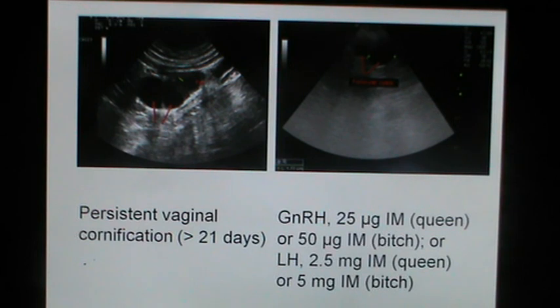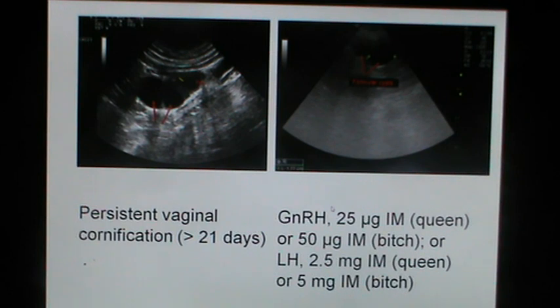Then bitches with cysts may show persistent vaginal cornification greater than 21 days. Here in this ultrasound picture, you can see the follicular cyst on the ovary, and then along with the normal follicle you can see two ovarian cysts present in this picture.